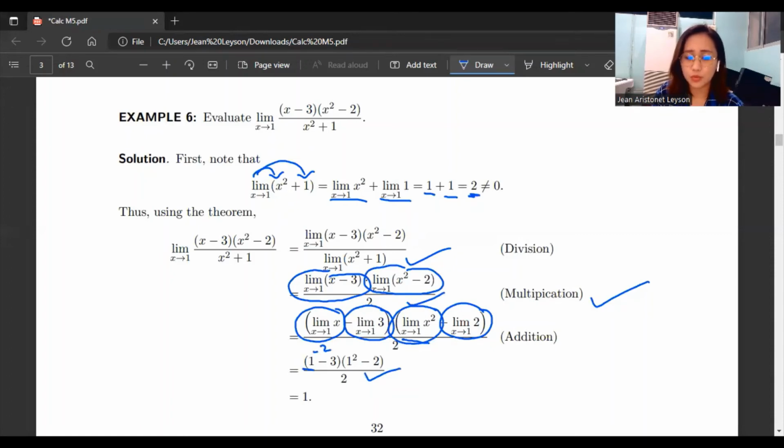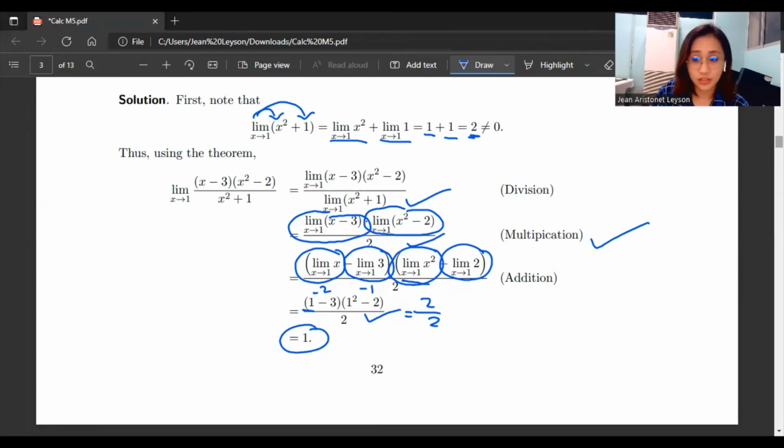So simplifying, 1 minus 3, that gives us -2. Then 1 squared minus 2, that gives us -1. I'm sorry. -2 times -1, that's +2. So +2 divided by 2, that gives us 1. Therefore, the limit of the function is 1.